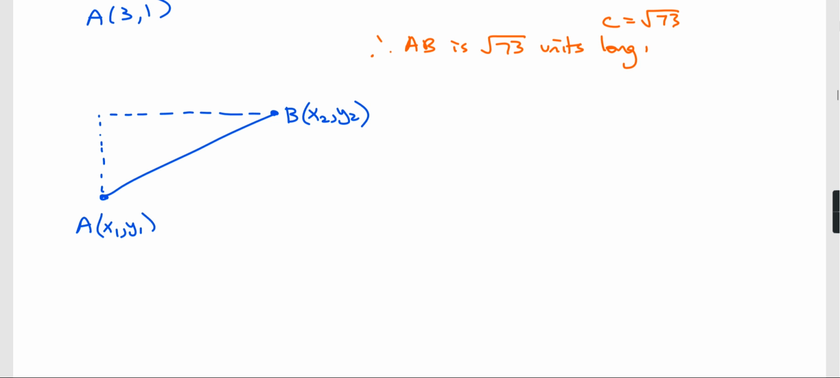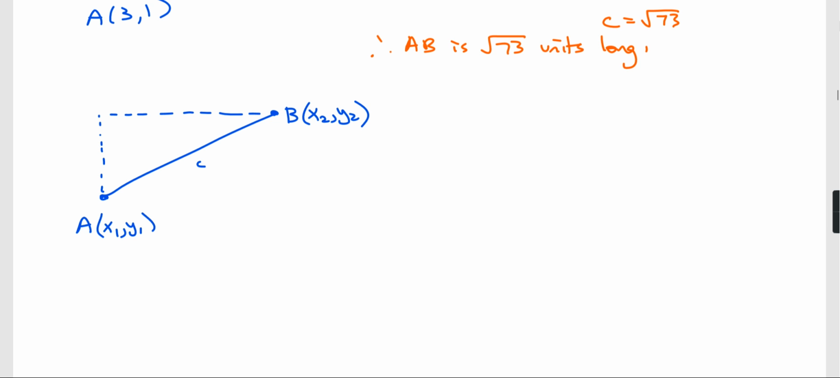This is my Pythagorean theorem, little a and little b and little c. So little a squared plus little b squared is going to equal my little c squared. And little c is the length of AB. So that's where we're going to try and go. So what is my rise and what is my run? Let's see if we can do this.